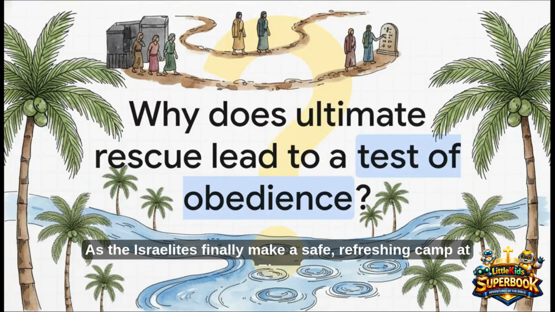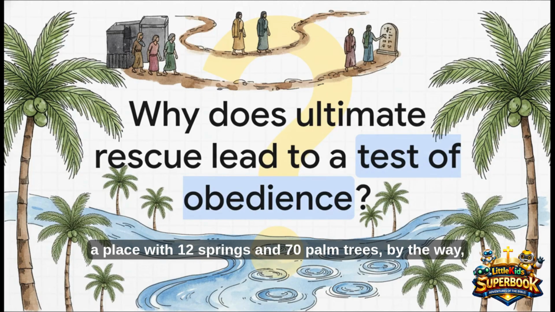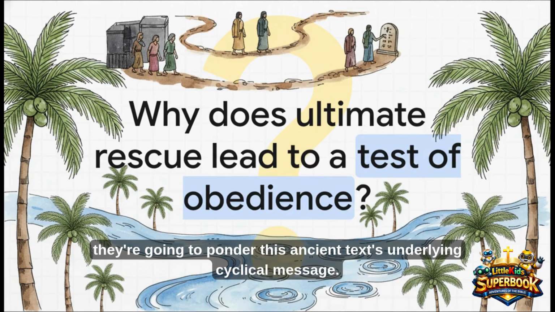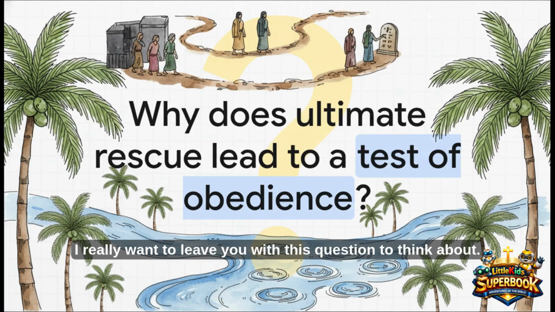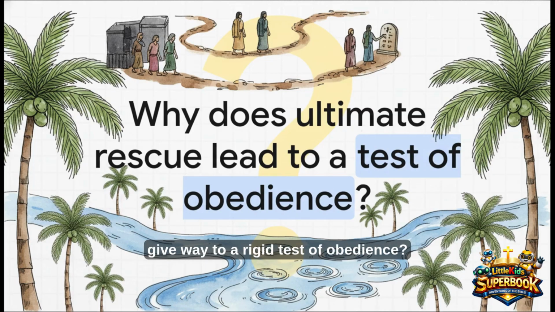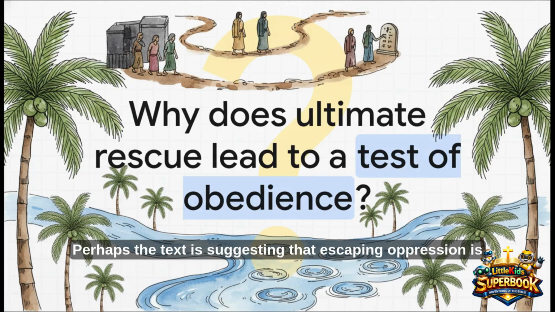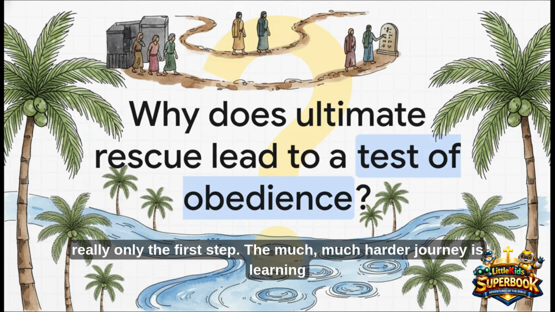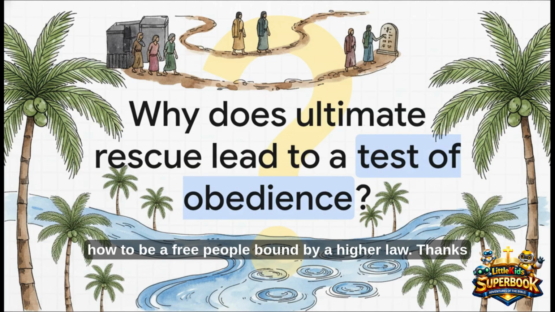As the Israelites finally make a safe, refreshing camp at Elim, a place with 12 springs and 70 palm trees, by the way, we are left to ponder this ancient text's underlying cyclical message. I really want to leave you with this question to think about. Why does the ultimate divine rescue almost immediately give way to a rigid test of obedience? Perhaps the text is suggesting that escaping oppression is really only the first step. The much, much harder journey is learning how to be a free people bound by a higher law.